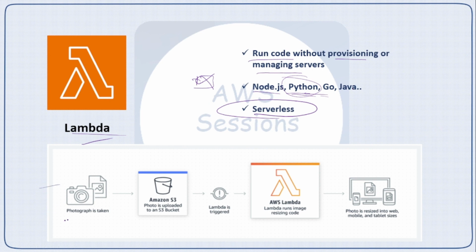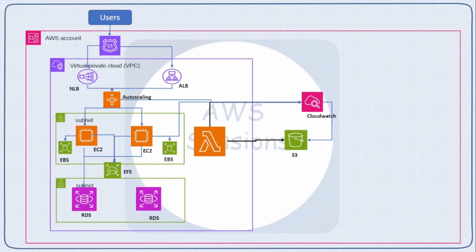So an example here, suppose a photograph is taken and that photograph is uploaded to S3. So there is a close integration between S3 and Lambda. As soon as the object is uploaded in S3, a Lambda is triggered and that Lambda has, for example, Python code that does some processing or resizing of the photo and then stores it back. So here Lambda can read and write from S3. It can pick some data.